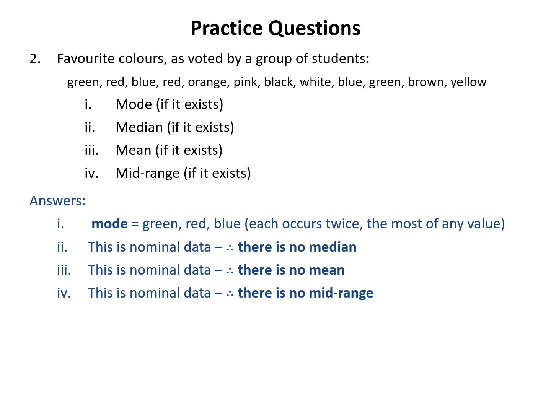So we start with the mode. We have 3 different values here, 3 colors that each occur twice, and that's green, red, and blue. So we would say that our mode equals green, red, blue. We can also say that this sample is trimodal. It's multimodal, and we can further say that it's trimodal because we have 3 modes.